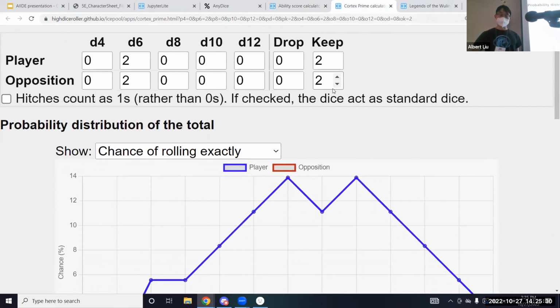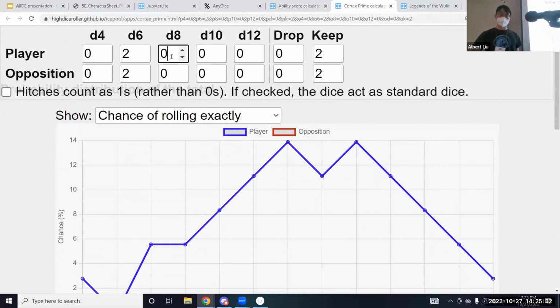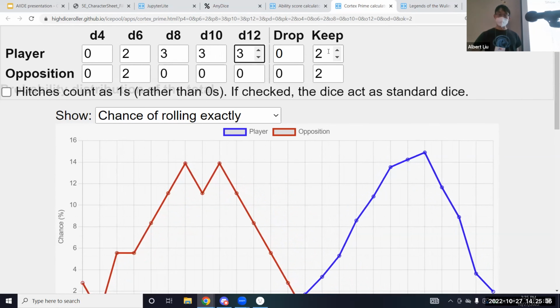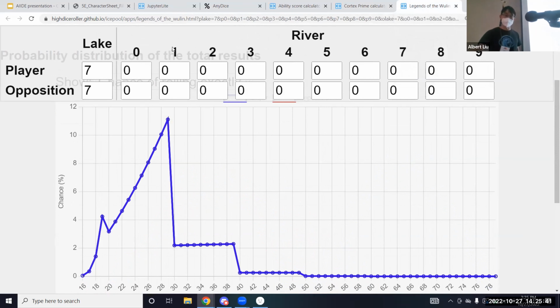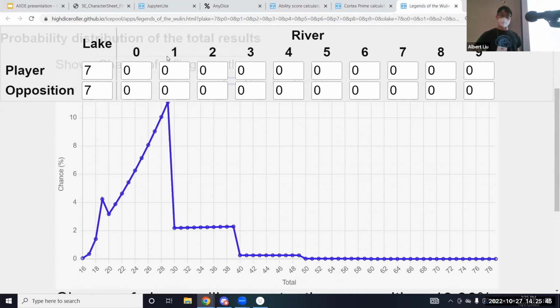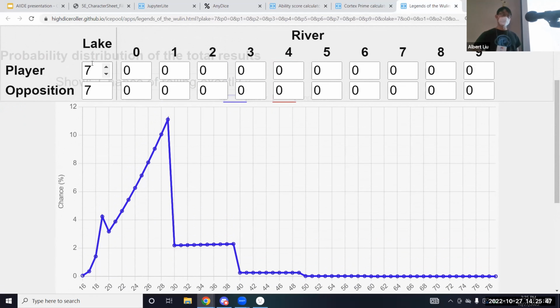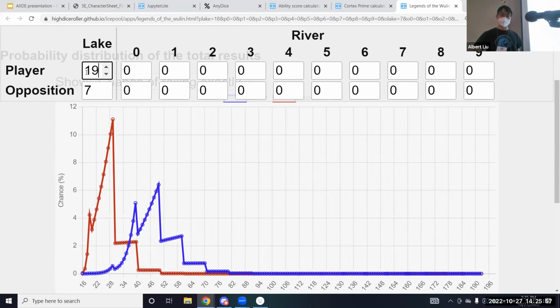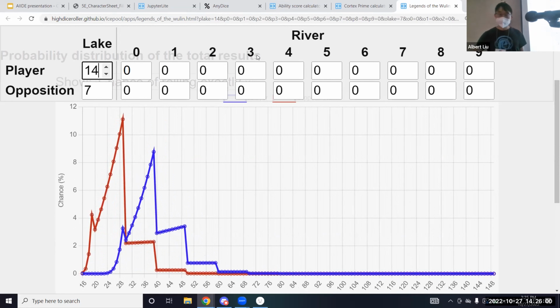Another game called Cortex Prime: you roll a pool of mixed dice and keep some of them, adding them together. It can do that too. Adding is not the only thing we can do. Here's yet another game called Legends of the Wulin. You roll a bunch of 10-sided dice and look for a matching set. The tens digit is the number of dice in the matching set, and the ones digit is the number shown. And once again, we can go up and down pretty comfortably.